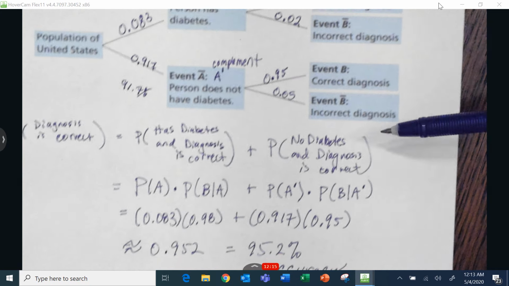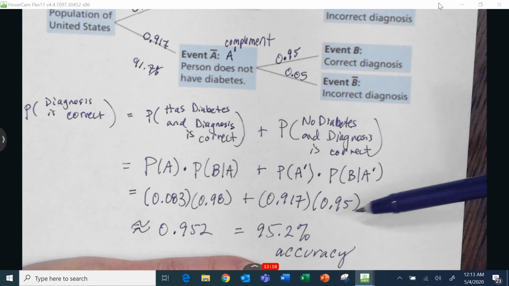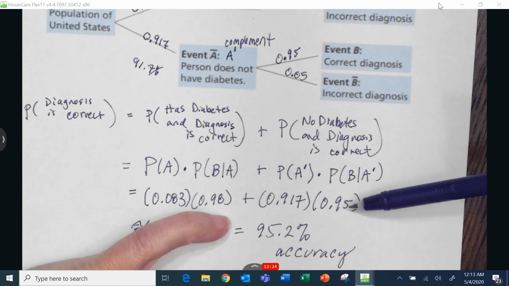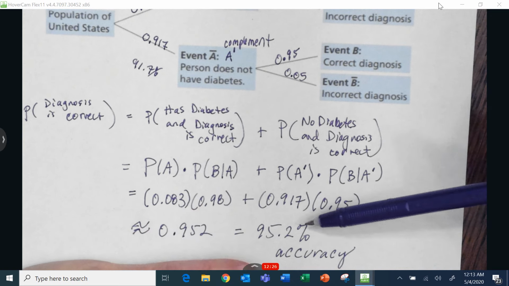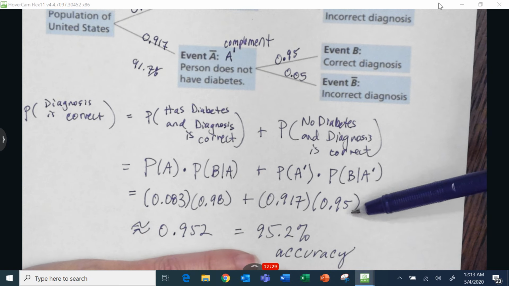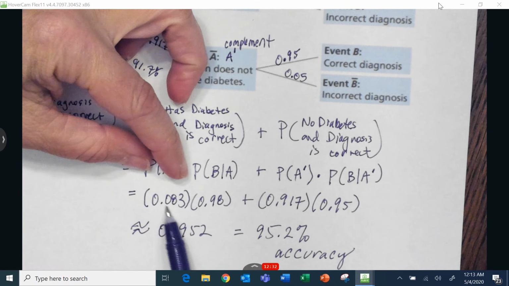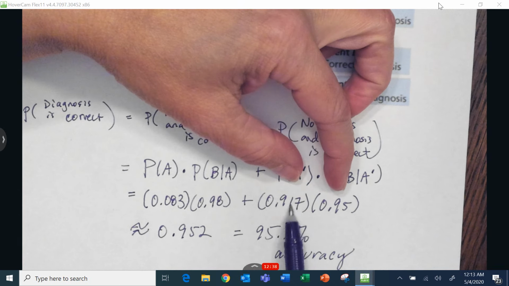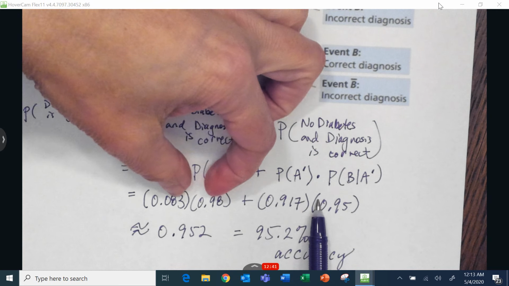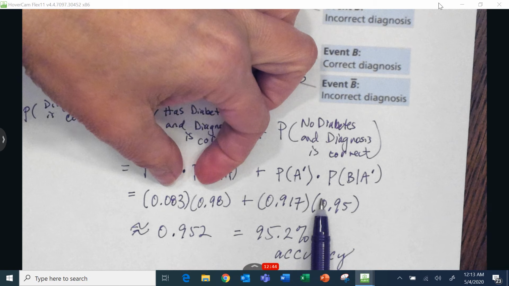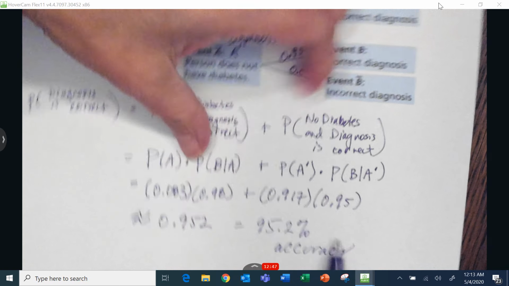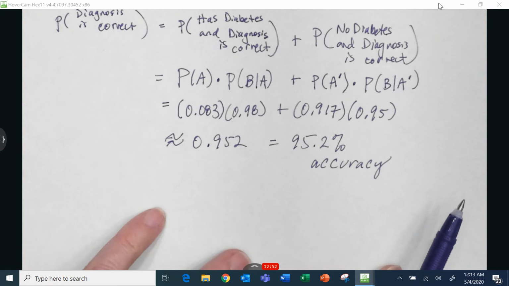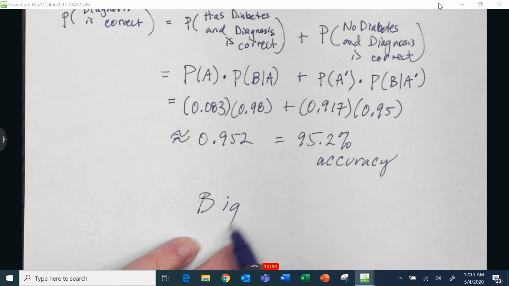So what I was trying to say is, if one's 98 and one's 95, you'd think it would be somewhere in between, which it is, but it's really close to only 95% accuracy, because the 98% works on such a small amount of the entire population, where it's 95% on the majority of the population. So you kind of have to think of this as a weighted average, where this weighs way more heavily than this right here. So 95.2% accuracy.